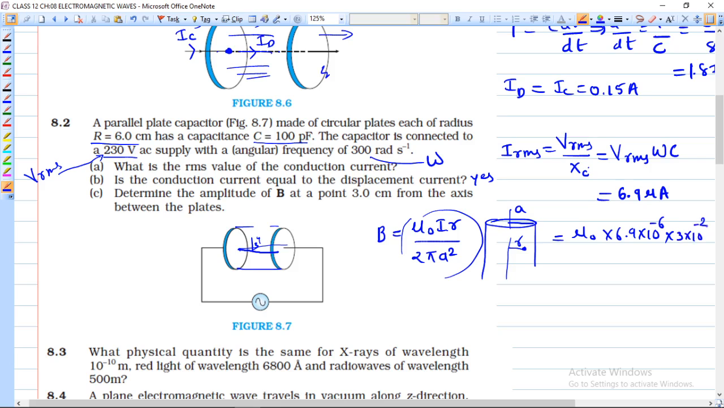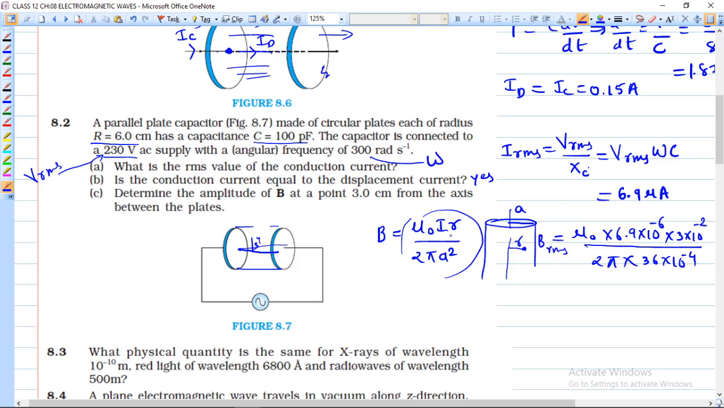3 into 10 raised to minus 2, mu 0 IR upon 2 pi a square. A square means radius square. How much is the radius? 6 centimeter. So 36 into 10 raised to minus 4. So if you place all these values, then you will get the answer. See, this is the BRMS. This is the value of the BRMS.